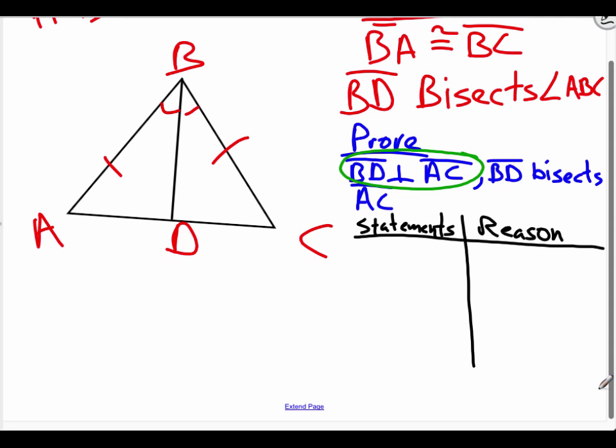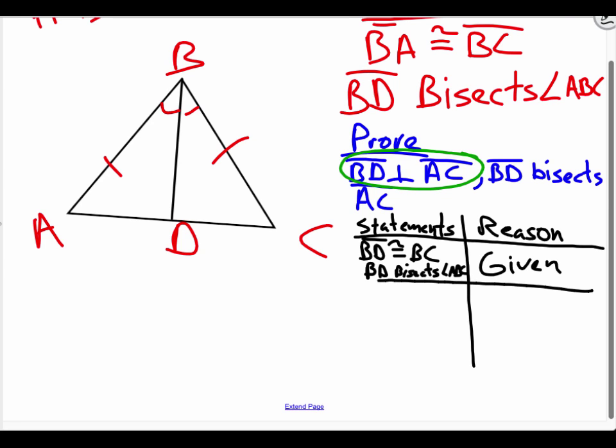So I think the first thing I need to list is my givens. So I'm given that BA is congruent to BC. Okay? And then I'm also given that BD bisects angle ABC. And that's all given. So that's really two things.